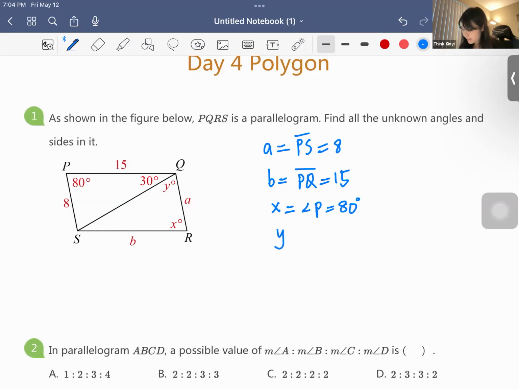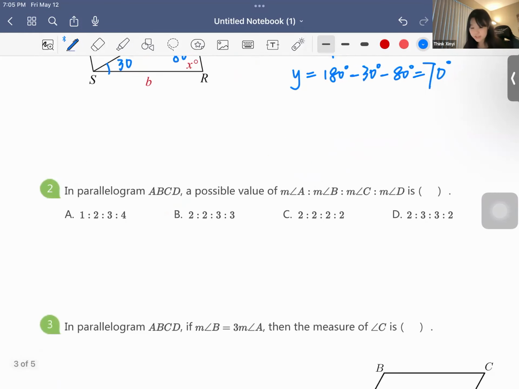And for the Y, we have angle PQS equals 30 degrees. And as the angle QSR, it also equals 30 degrees. And we also know X equals 80 degrees. So we can have Y equals 180 degrees minus 30 degrees minus 80 degrees, which is 70 degrees. Okay, so this one is relatively easy. And let's quickly move on to see another question.